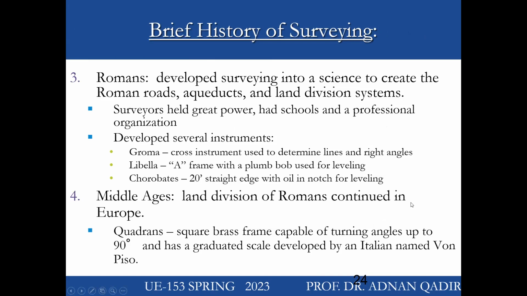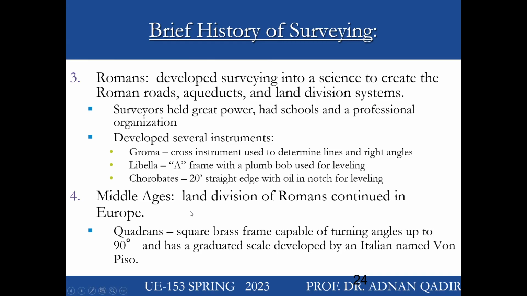Then come the Romans. They developed surveying into a science to create the Roman roads, aqueducts, and land division. They had government powers, schools, and professional organizations. They developed instruments like the Groma, a cross instrument used to determine lines at right angles, the Libella, an A-frame with a plumb bob used for leveling, and a straight edge with oil in a notch for leveling.